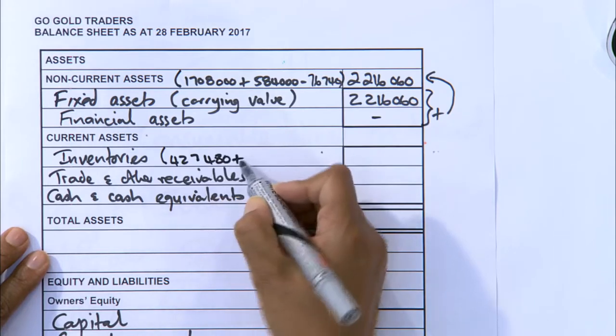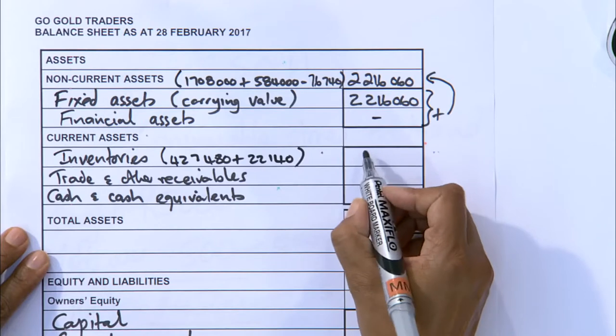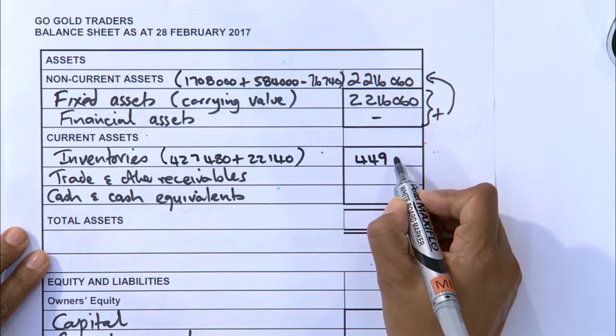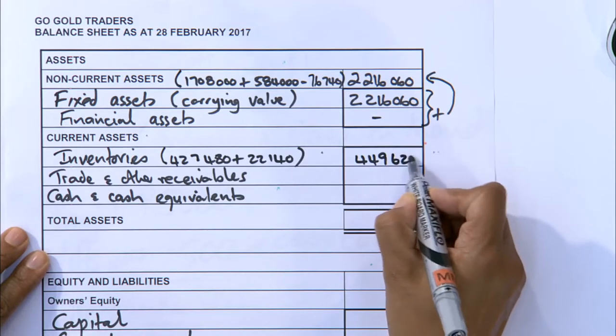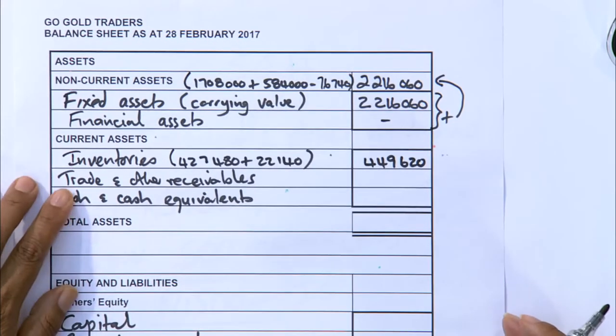427,480 plus 22,140, and that gives me 449,620. Okay, so there we have that.